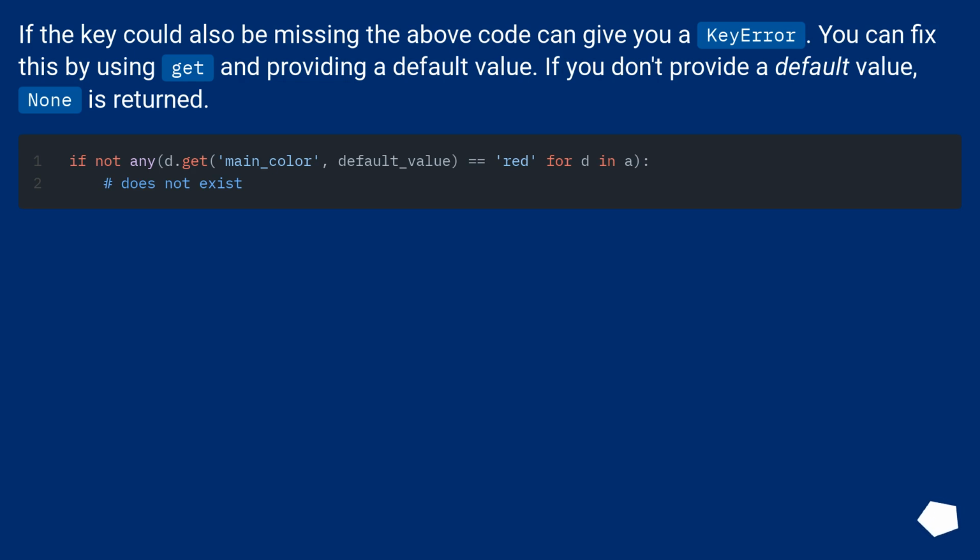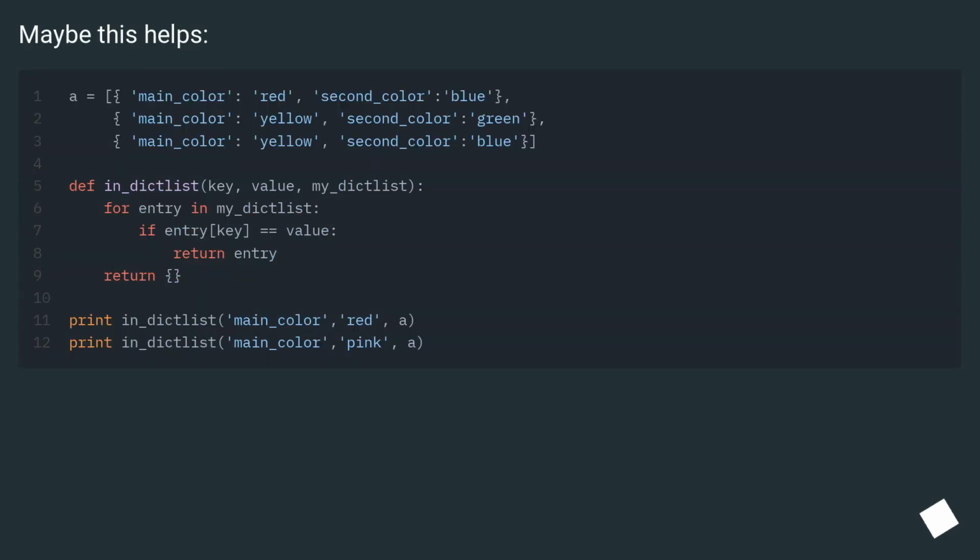If the key could also be missing, the above code can give you a key error. You can fix this by using get and providing a default value. If you don't provide a default value, None is returned. Maybe this helps.